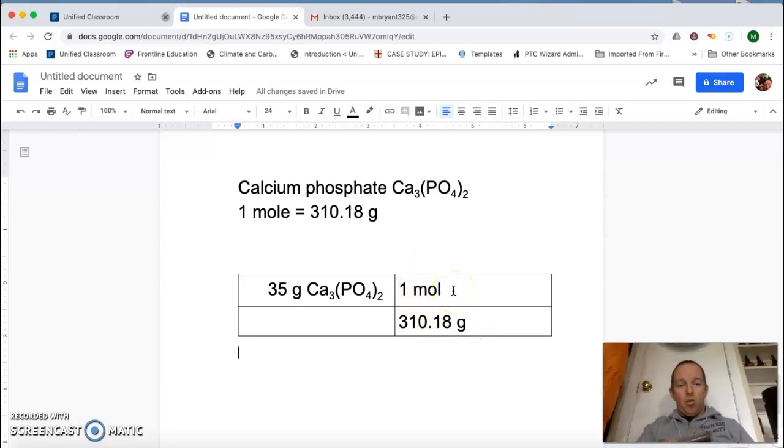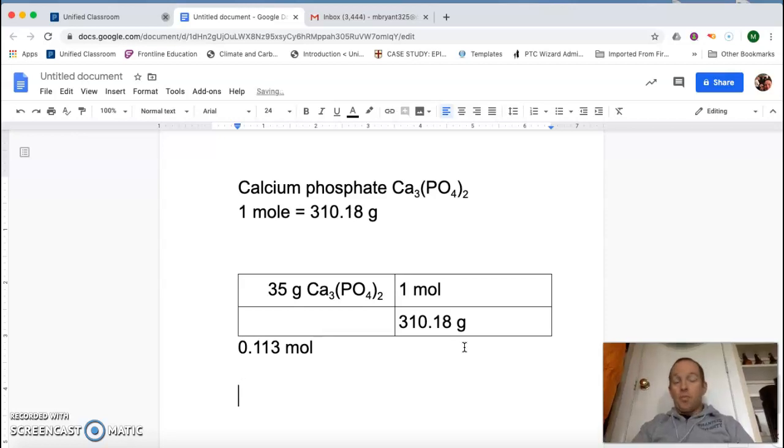This is going to end up to 3 sig figs, which is probably a good rule of thumb: 0.113 moles of calcium phosphate. So anytime you need to go from grams to moles, the move is to figure out the molar mass and then divide by that molar mass using the fraction 1 mole over the molar mass to figure out your answer. Now let's say we had to go the other way.